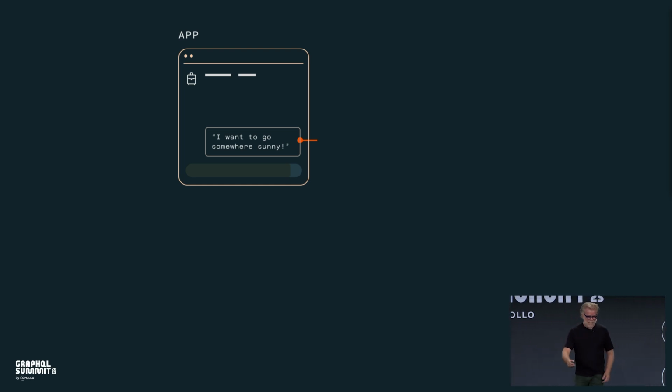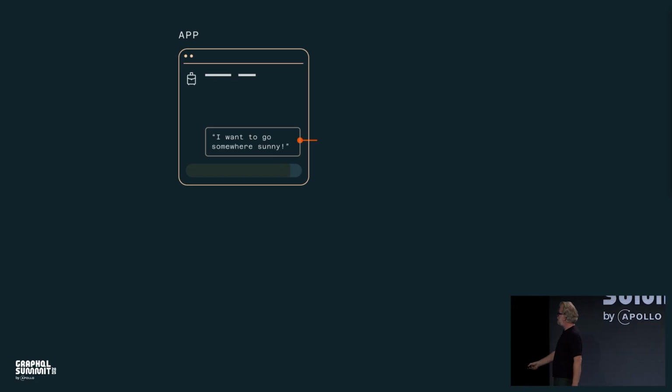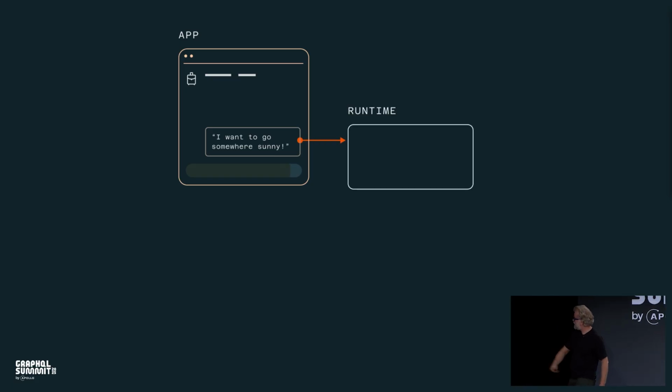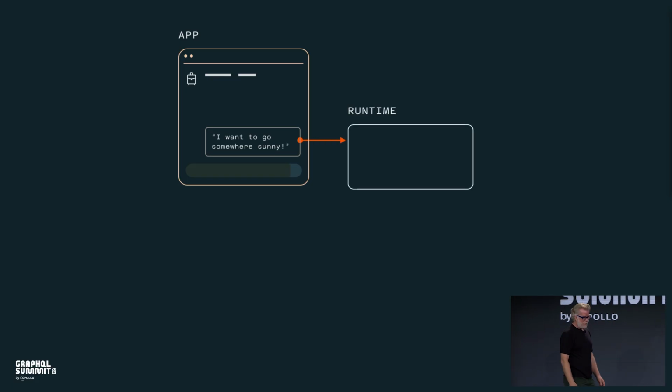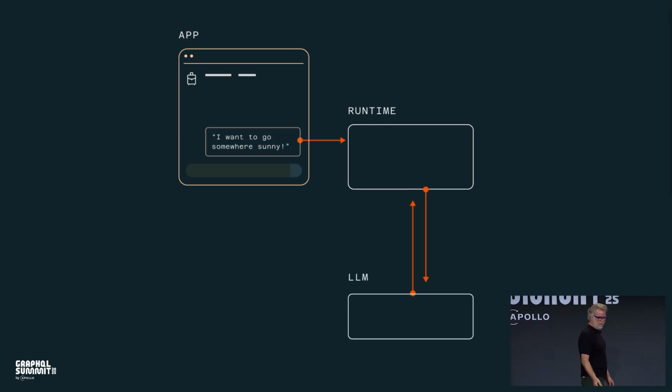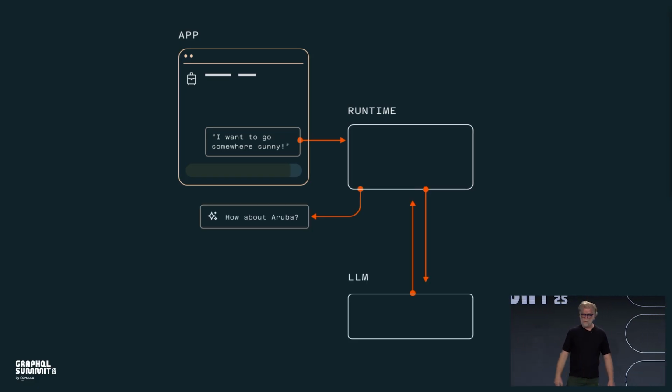I'm talking to you about Agentic UI, but there are big monitors in front of me, and my eyes are very attracted to them. OK, so I'm on a travel website. I want to go someplace sunny. I type this into my prompt. We send it over to the runtime. The runtime has a brief conversation with the LLM, and we come back to the user with, how about Aruba? OK, that's the basic process we just saw.